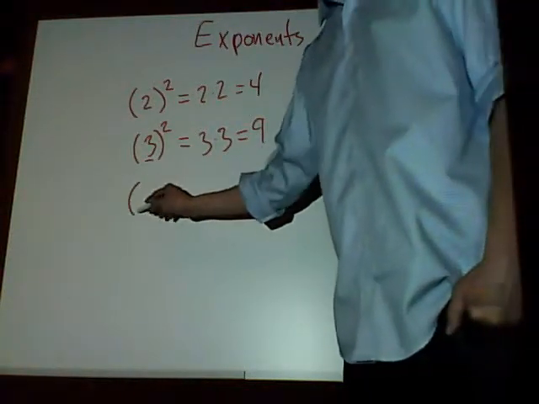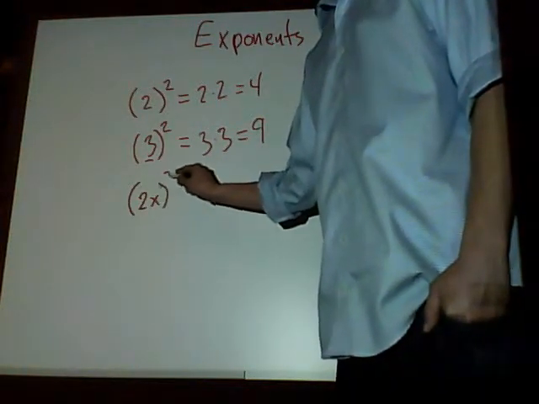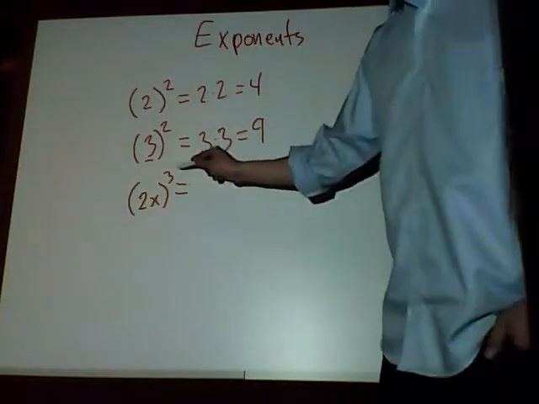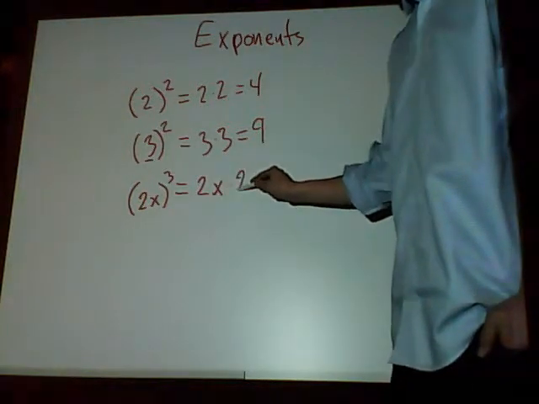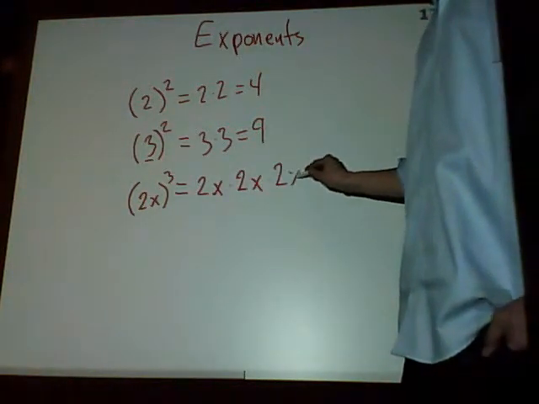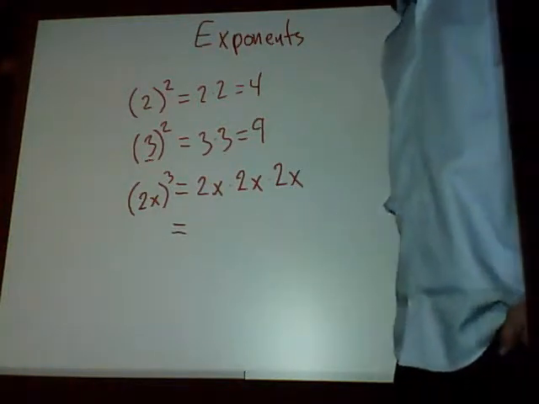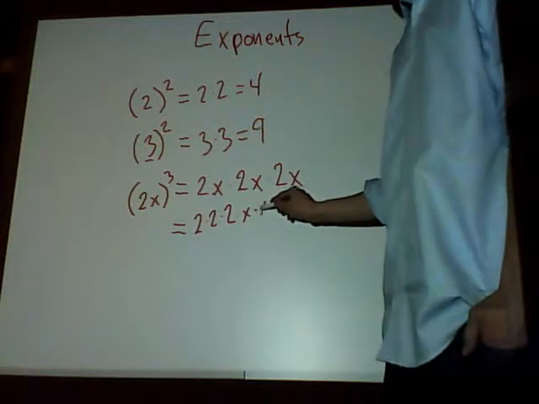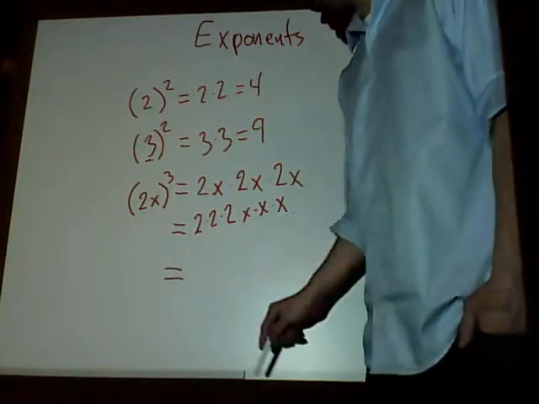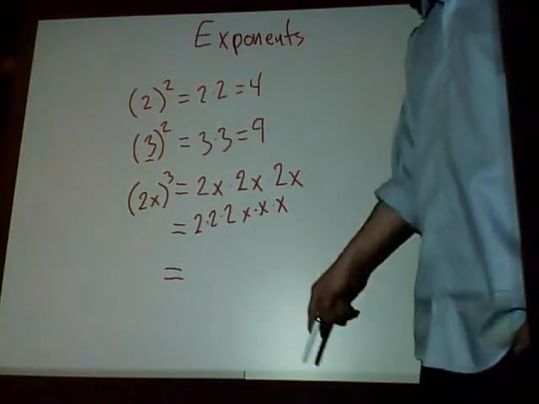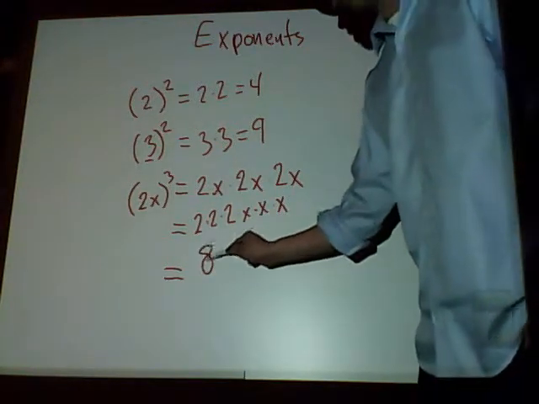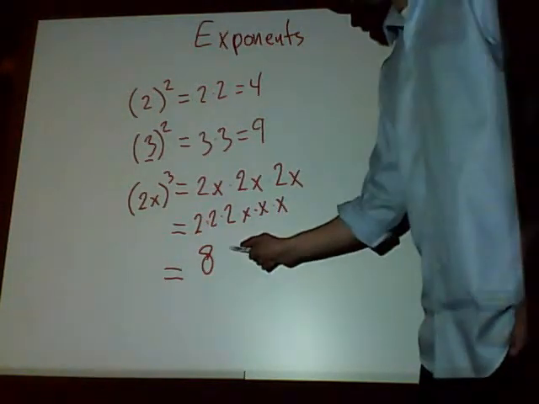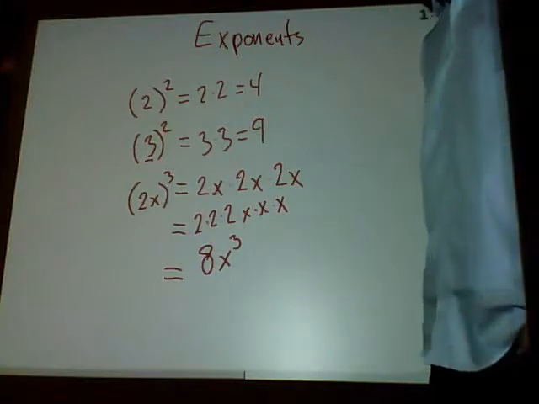They could get a little more complicated. Maybe you have 2x. What's 2x cubed? Well, it's telling me how many times I'm going to multiply 2x. I'm going to multiply it 3 times itself. So 2x times 2x times 2x. That's 2 times 2 times 2 times x times x times x. 2 times 2 is 4, and 4 times 2 is 8, so we can shorten it by writing 8. And x times x times x, a shorter way to write that is x cubed.